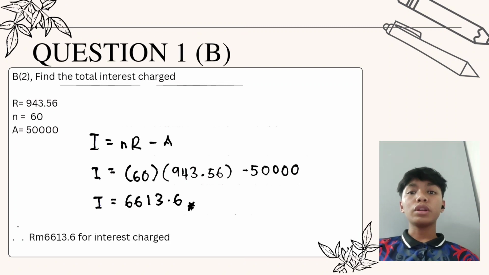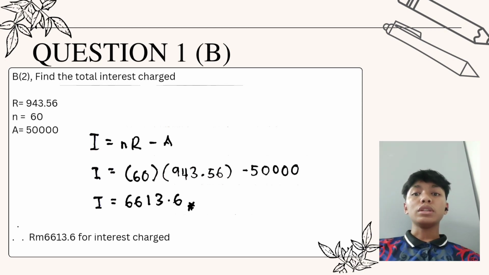Question B2, find the total interest charged. For this one, I will use the formula I equals nR minus A. R is 943.56, n is 60, A is 50,000. So I equals 60 multiplied by 943.56 minus 50,000. Then we get RM6,613.60 for the interest charged.